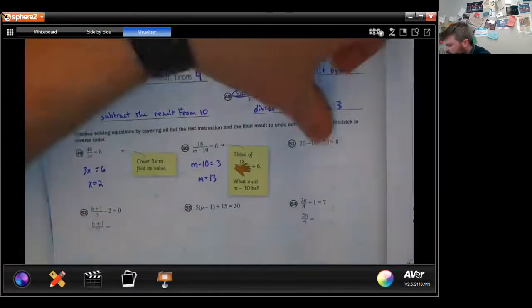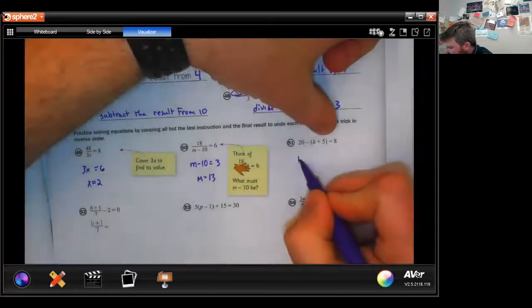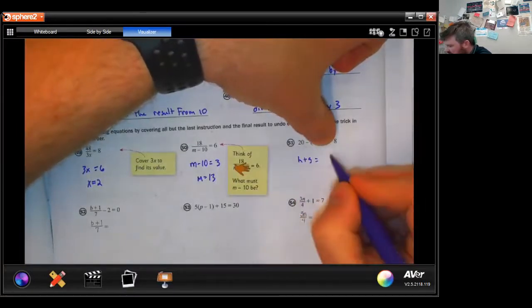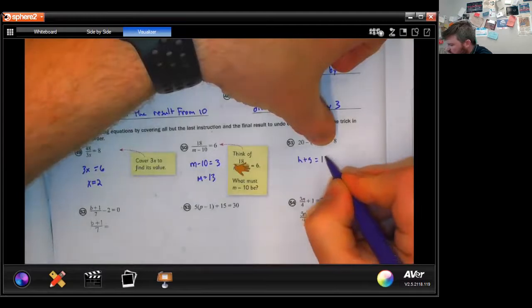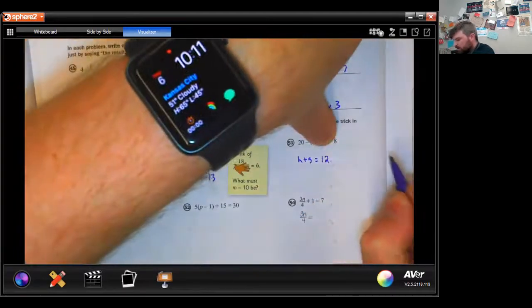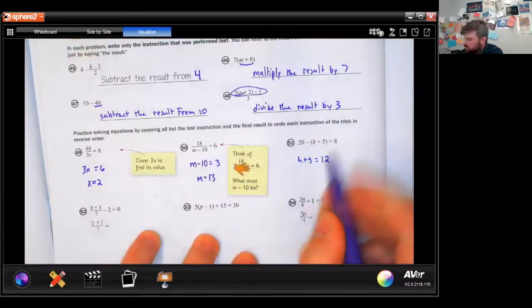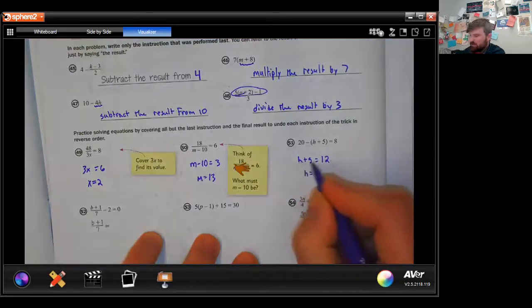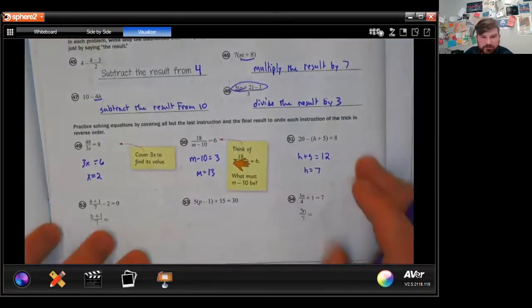Okay, here's kind of a larger one. We're covering up h plus 5. So 20 minus what number is 8? That would be 12. Okay, and then what number plus 5 is 12? H has to be 7. 7 plus 5 gives you the 12.